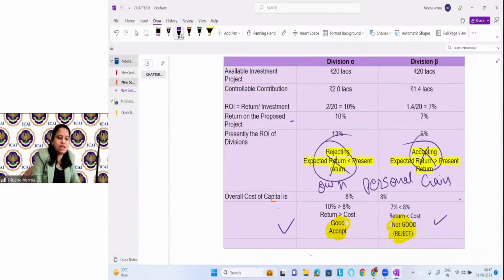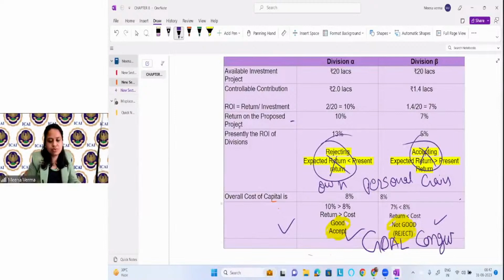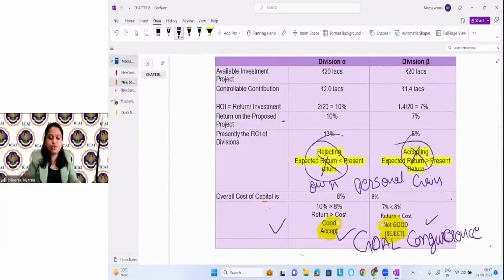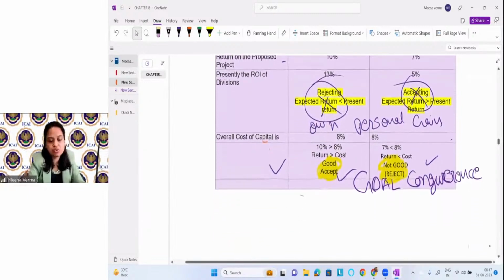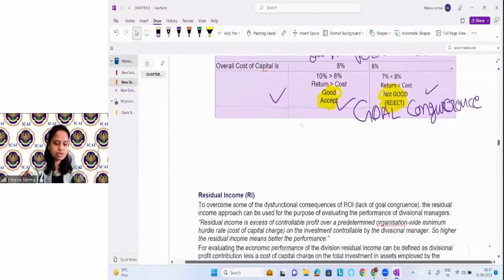So the point is that if the manager sacrifices their personal goal to achieve the company's overall goal, this is known as goal congruence.